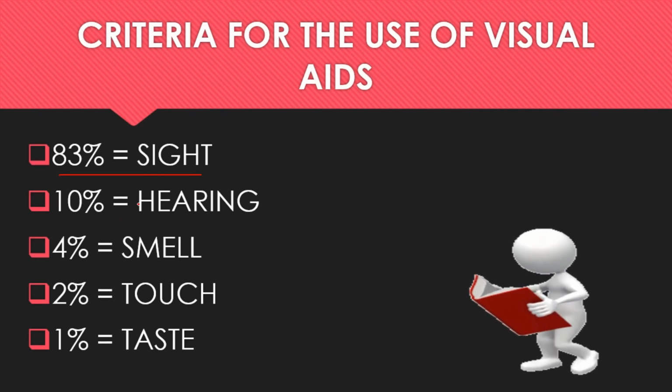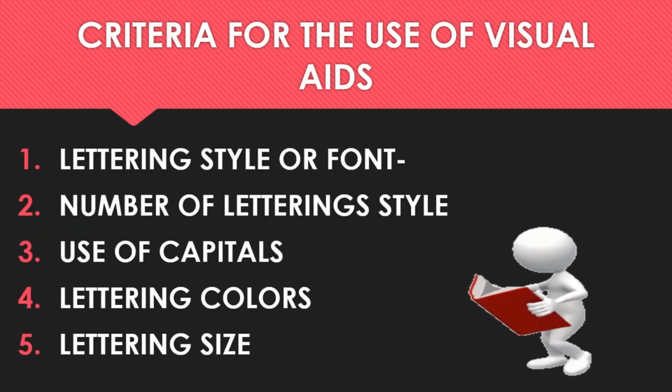Compared with less effective ways to learn, we have hearing at 10%, smell at 4%, and touch and taste at 2% and 1%. In the use of visuals, for a wide range of materials, for example, visual boards, charts, overhead transparencies, slides, computer-generated presentations, these are the basic principles of basic design. So, this is how to assess a visual material or a presentation using the following criteria.